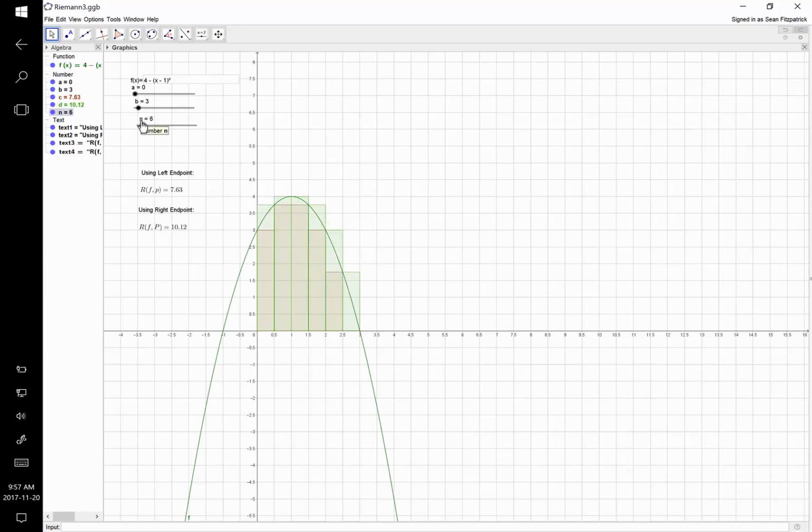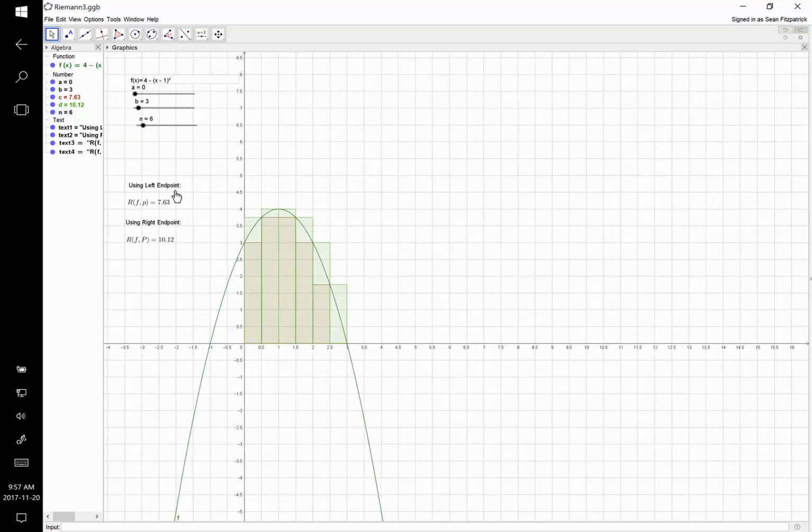There we can see, using left endpoints, we get an approximation for the area of 7.63. We can see it right there. Using right endpoints, we would get roughly 10 for the area, and the true area is going to be somewhere in between the two, right? So somewhere around 9 is going to be our true area in this case. Okay, so in the next few videos we'll introduce some of the technical tools we need to make these ideas precise and eventually get to the definition of the definite integral.